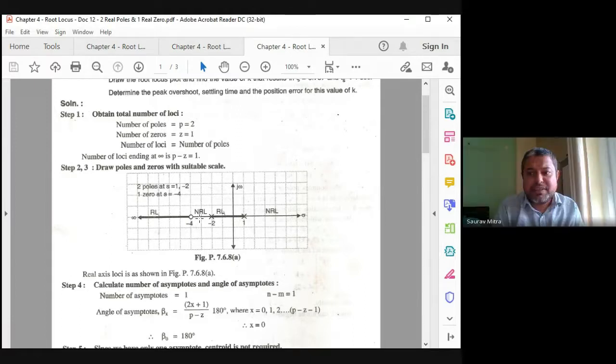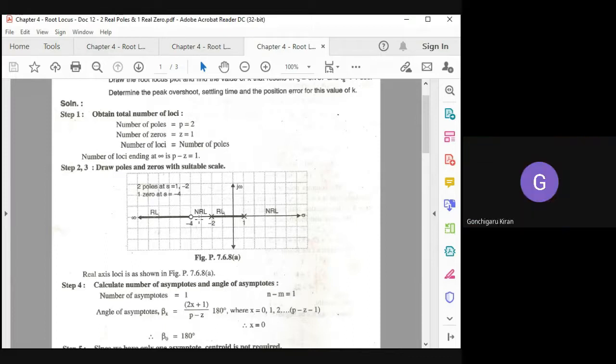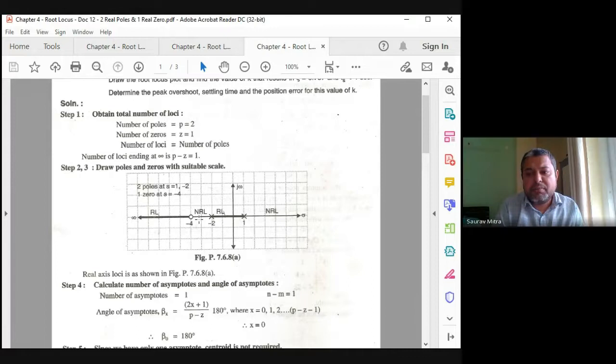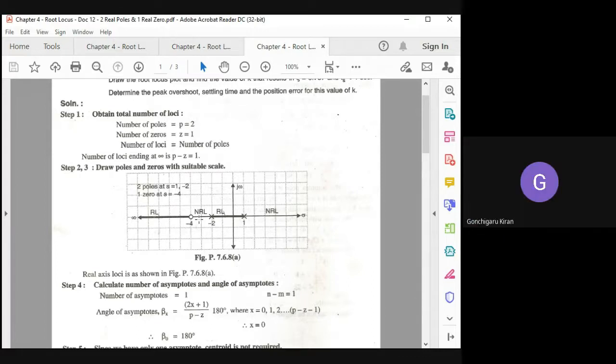Right side always. The rule is written. You have to go through the technical material. So minus 3 or minus 2.2 or minus 3.7 or minus 3.9, for each one, on the right side, how many poles and zeros are there? Two poles, sir. Two poles. Two is an even number or odd number? Even number. So there will be no root locus.